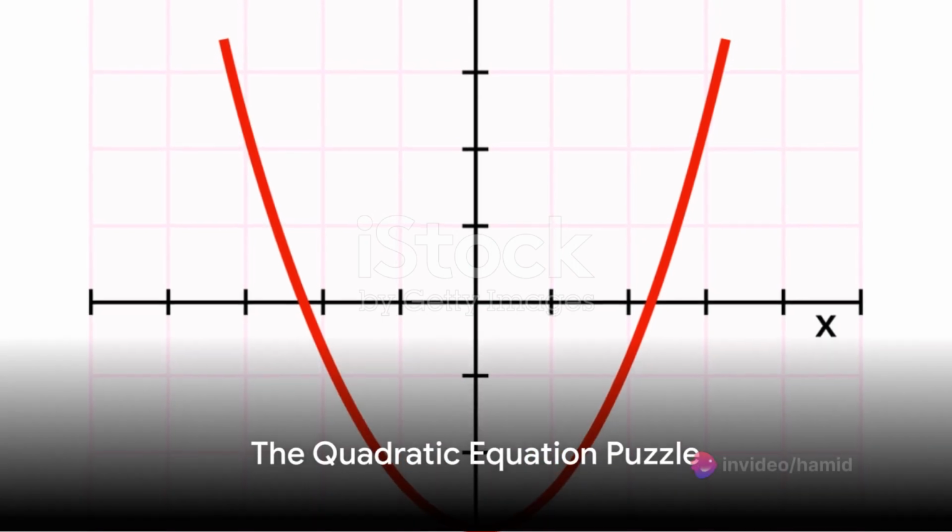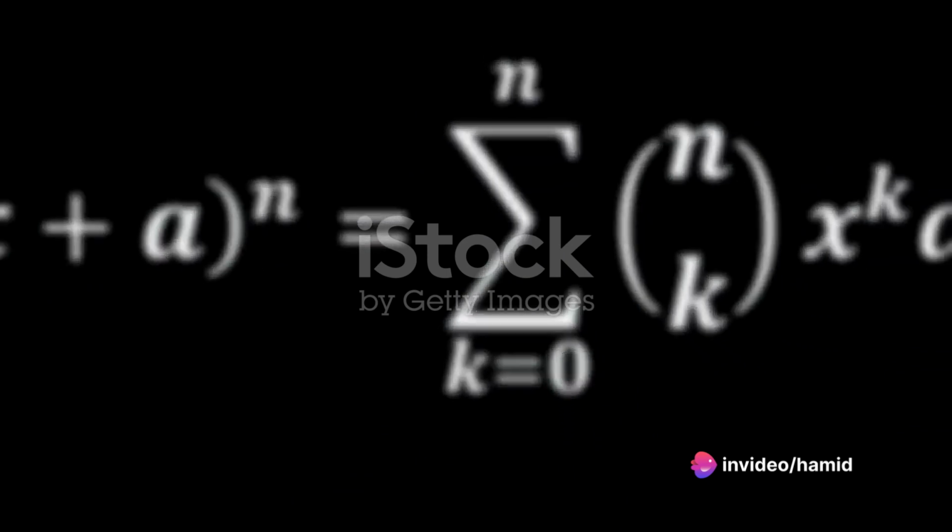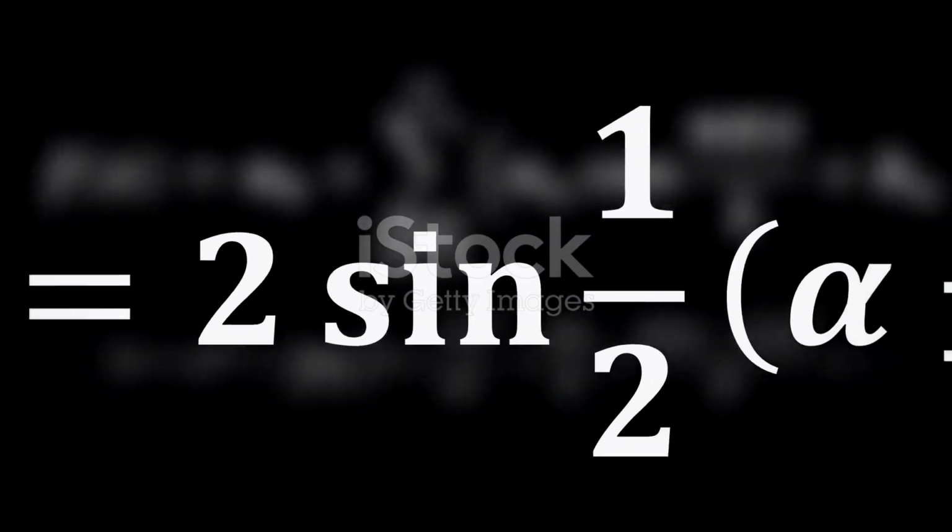Ever wondered why apples fall straight down and not in a zigzag pattern? The answer lies in quadratic equations. These mathematical expressions with their unique parabolic shapes are fundamental to understanding the nature of falling objects.